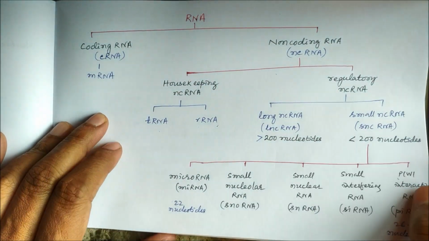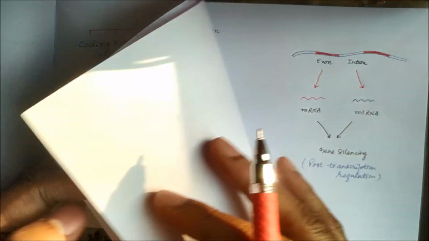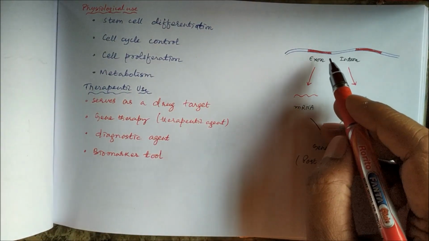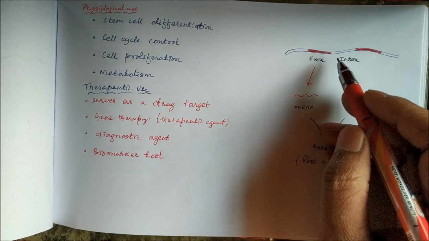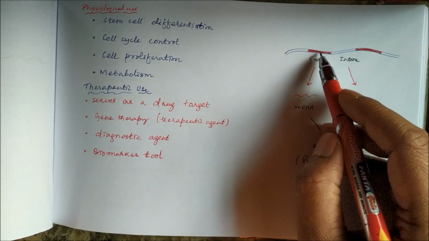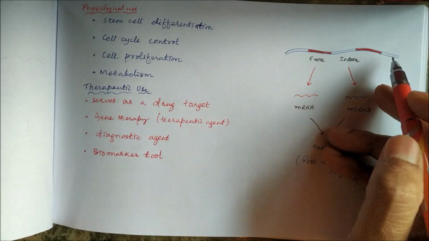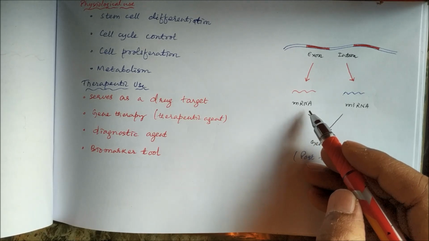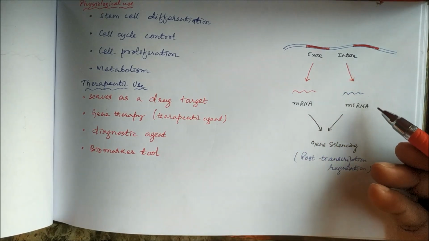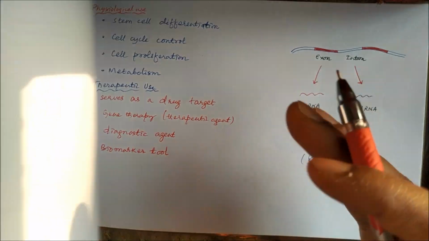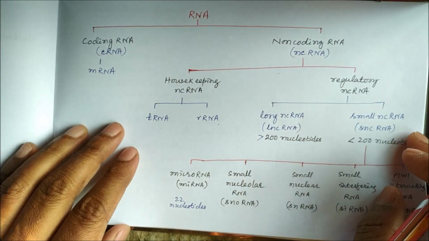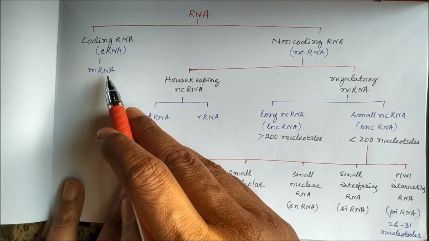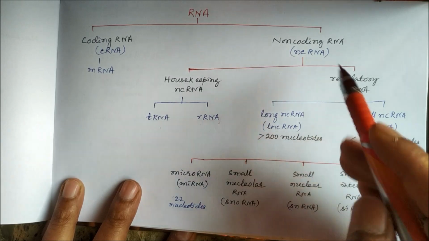And RNA, as you know, is produced from the DNA, and the DNA or the gene has exons and introns. From the exon, we get messenger RNA, and from the introns we get the non-coding RNA. The messenger RNA is the coding RNA because it has the code for the synthesis of proteins.